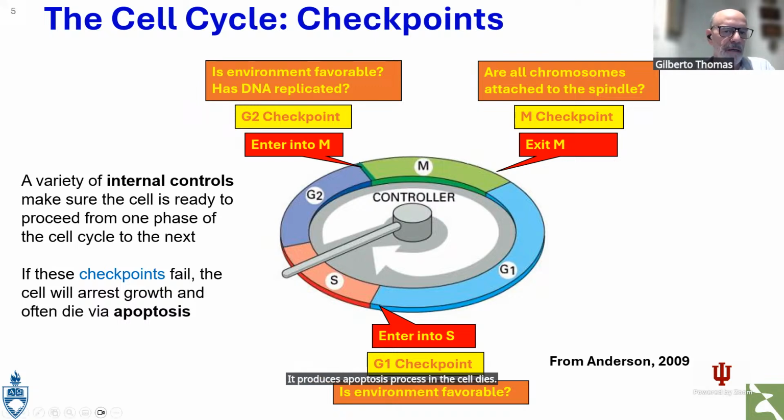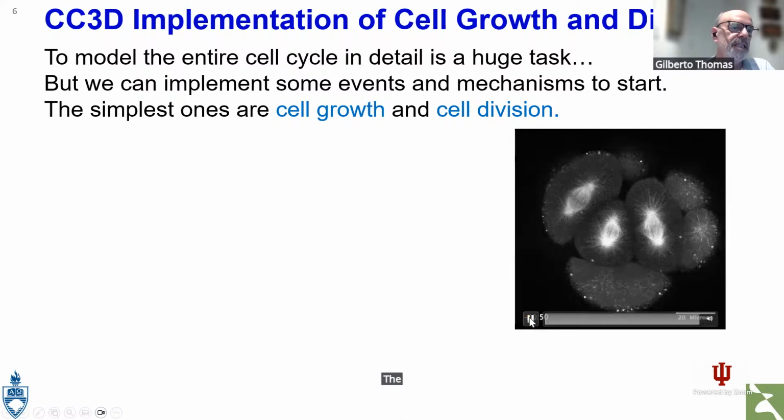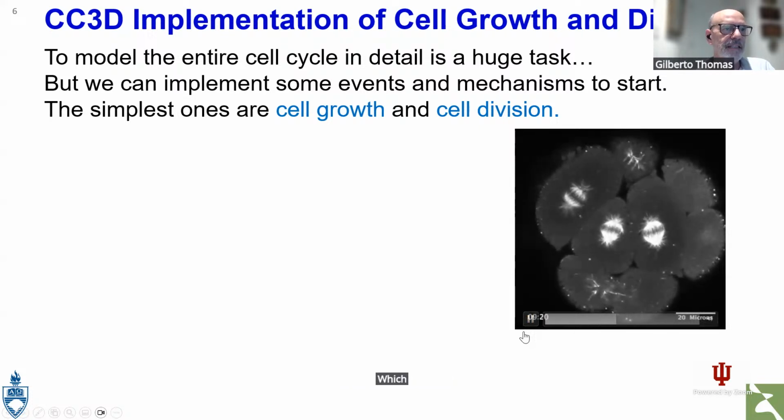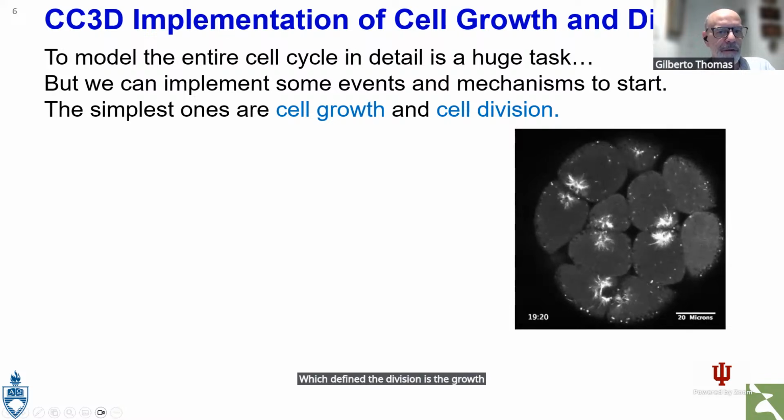Well, so to model everything is a huge task. I don't think it's possible so far. But we can implement some events or some mechanisms to start. The simplest one, which defines the division, is the growth and the division itself.